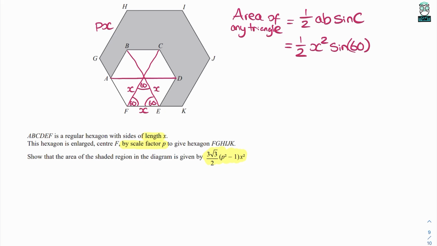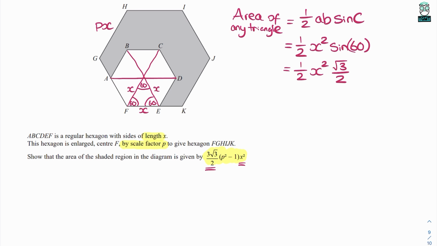And there we go. Now this is a non-calculator question, so sine 60 is actually one of our exact values, so we could replace that with one of our exact values as well. So you could have that as a half times x squared, and our exact value for that is root 3 over 2. So root 3 over 2. Now straight away that might start to link something through to what we're looking for, because if you look at what our answer is, we've got an x squared at the end and we've got an x squared, and this answer here has a 3 root 3 over 2 and we have a root 3 over 2.